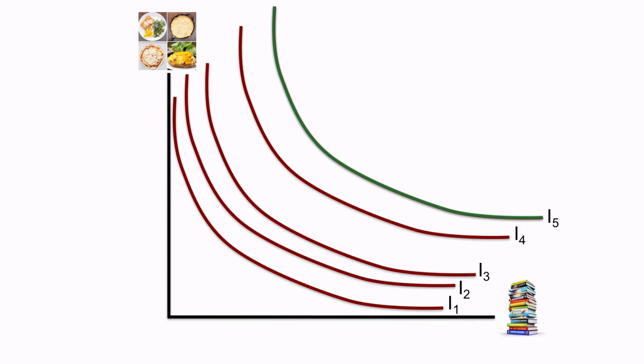In other words, if Tom had enough income to consume all of this indifference curve, he would choose to consume I5.